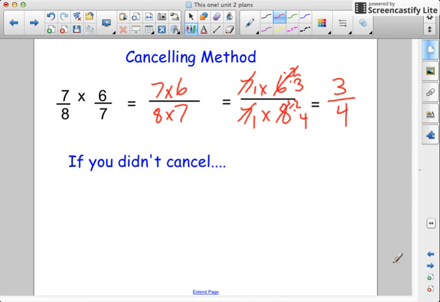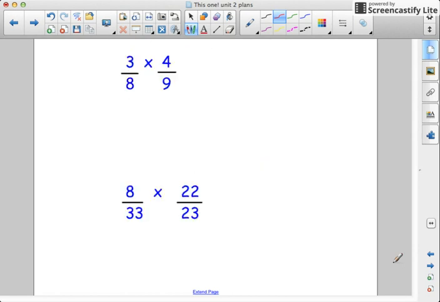If I didn't simplify, I'd get 42 over 56, which then you'd have to divide down by 2 or by other things. And eventually you'll get down to 3/4, but it seems like it takes a lot longer. So let's use the canceling method for these ones.